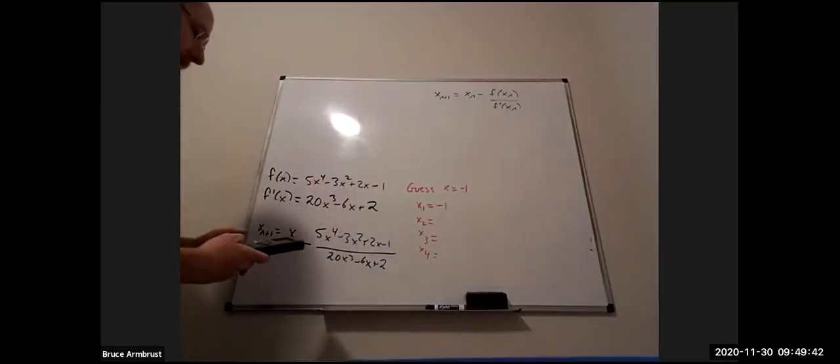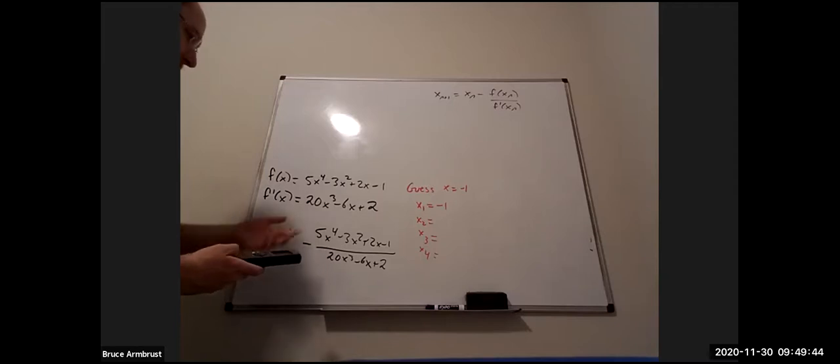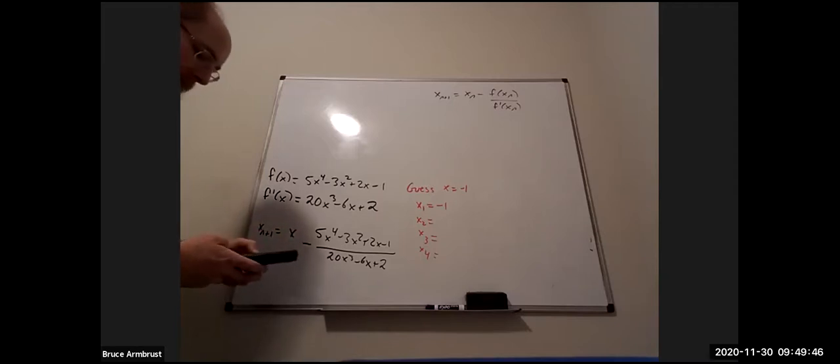All right, so then I'm going to subtract, and then I'm going to put in there 5 ANS to the 4th, minus 3 ANS squared, plus 2 ANS, minus 1, and then divide that by 20 ANS cubed, minus 6 ANS, plus 2.